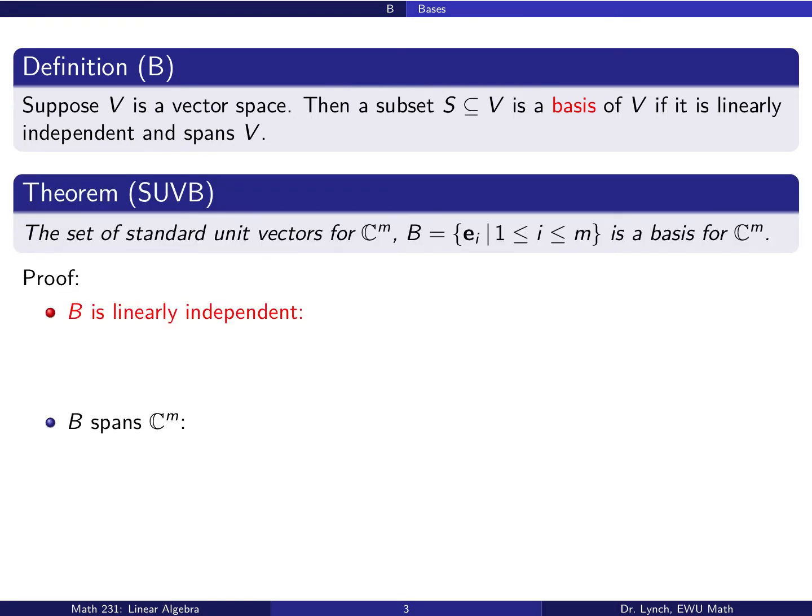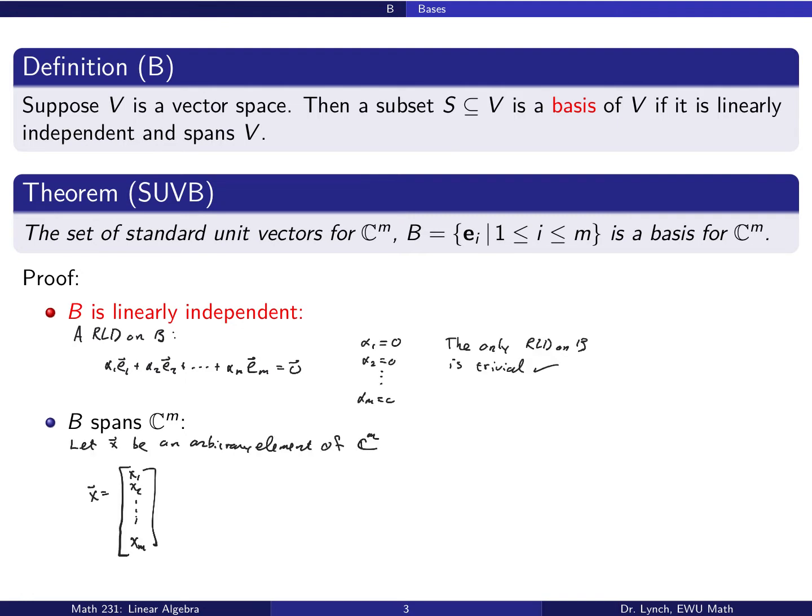Here's an example. The set of standard unit vectors for Cm, where the ith such vector has a 1 in the ith position and a 0 everywhere else, is a basis for Cm. To see this, we'll show that the set is linearly independent, and that's pretty quick. Here's a relation of linear dependence on the set B, alpha 1 e1 plus alpha 2 e2 all the way out to alpha m em. Of course, if this is equal to 0, then alpha 1 has to be 0 because that's the only element in the first location. Alpha 2 has to be 0. That's the only element in the second component, and so on and so forth. So we see that all the alphas must be 0.